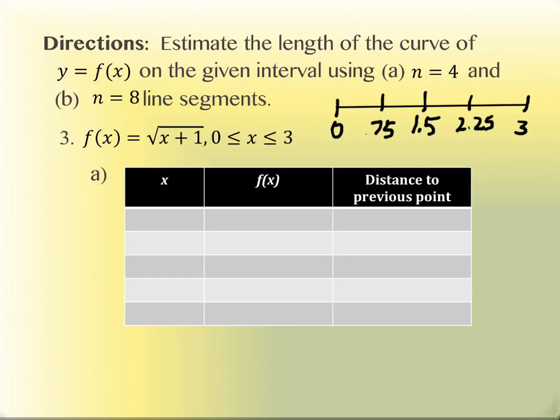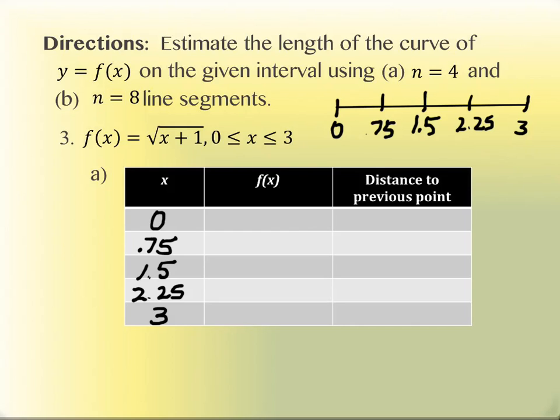We're going to have 0, 0.75, 1.5, and 2.25. And then our last one's 3. Now the first one and the last one we can plug into this equation and get that answer really quickly. So let's just do the easy ones first.